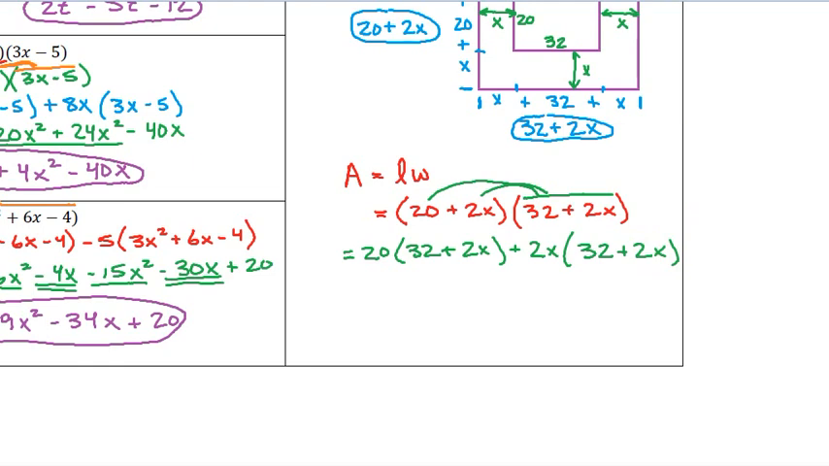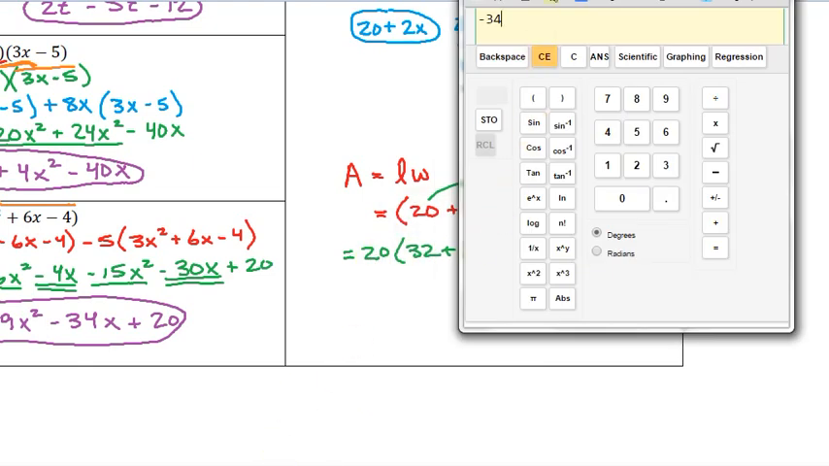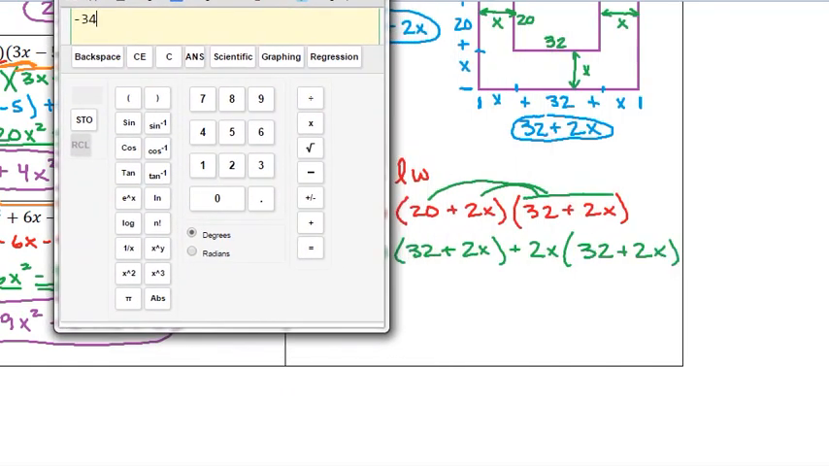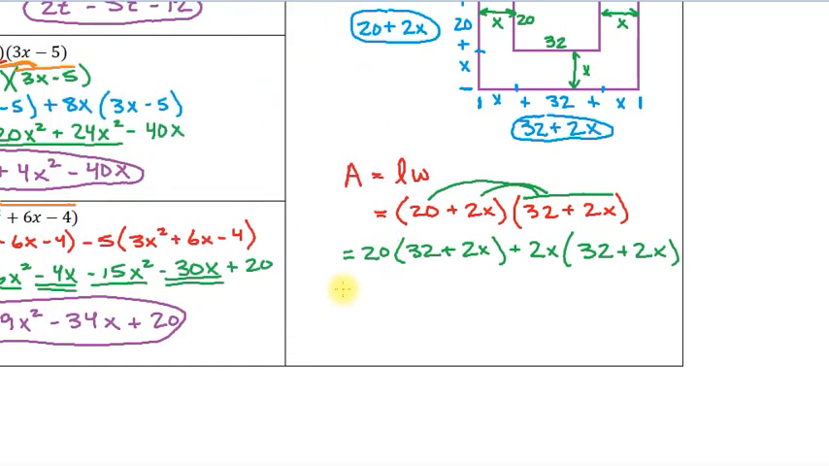We're getting close. Let's go and multiply this out. All right, we got to multiply a monomial times a binomial, 20 times 32. Sorry, class, I cannot do that in my head. So 20 times 32 equals 640. So this is 640 plus 20 times 2 I can do. That's 40, and there's only one variable, x, so just write x.